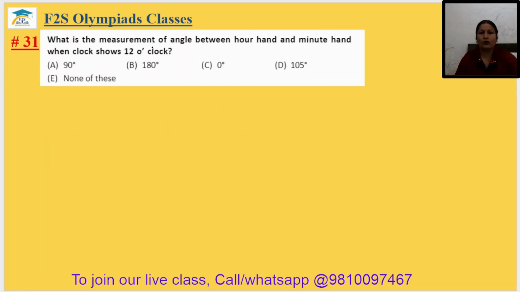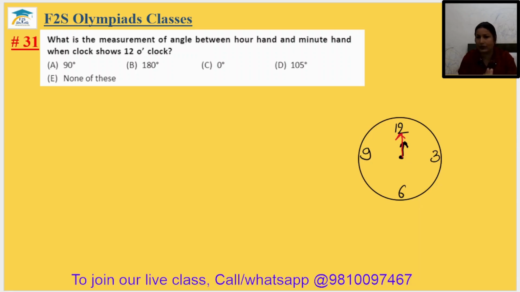Question number 31. What is the measurement of angle between hour hand and minute hand when clock shows 12 o'clock? So there is a circle. Circle means it is the face of a clock. It is 12, it is 6, it is 3 and 9. At 12 o'clock, the hour hand will be on 12 and the minute hand will also be on the 12. So actually both the lines are overlapping each other. It means it is 0 degree. Option C. 31 answer is option C.